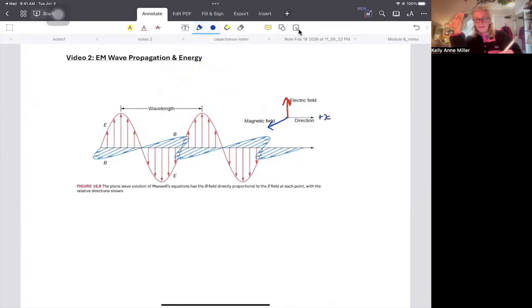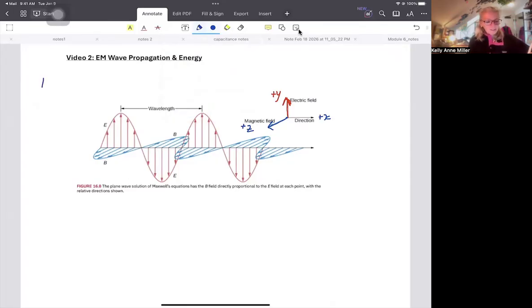So in the positive X direction, right? If the E field is pointing in the positive Y direction and the B field is pointing in the positive Z direction, then the direction of propagation would be positive X. Okay. So that's another way you can use the right hand rule to figure out wave propagation direction.